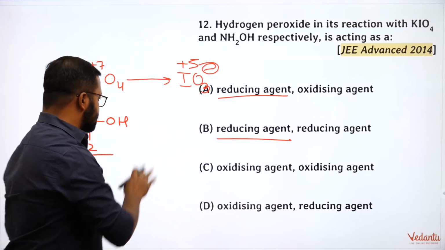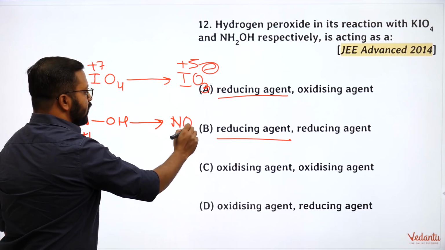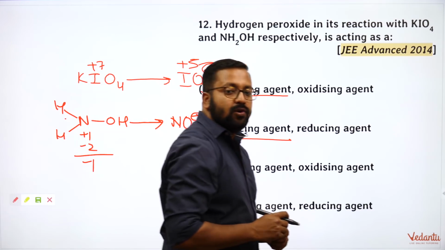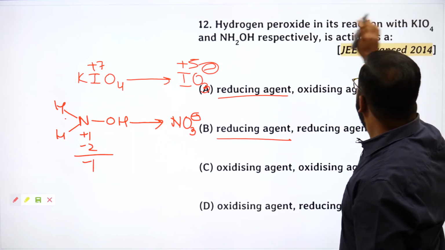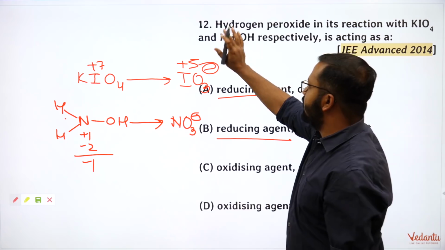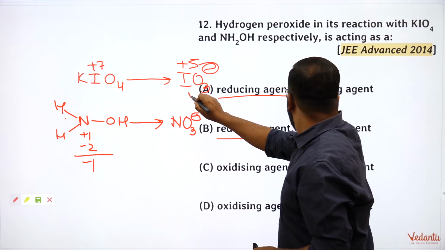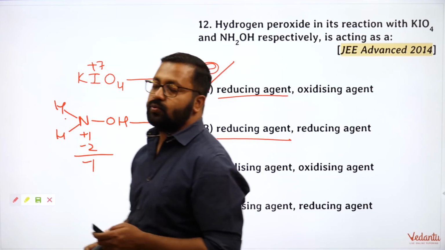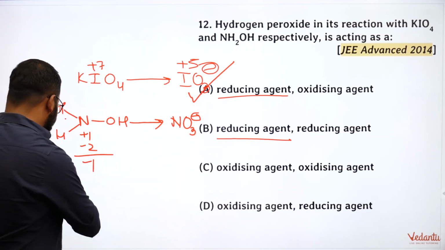What happens in this case is nitrogen is converted into NO3 minus. So in the first case it is acting as a reducing agent, while in this case it is acting as an oxidizing agent. The right answer to this question is A. Let's move on to the next question.